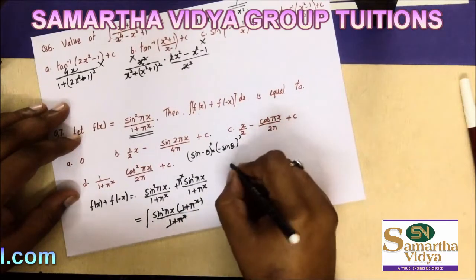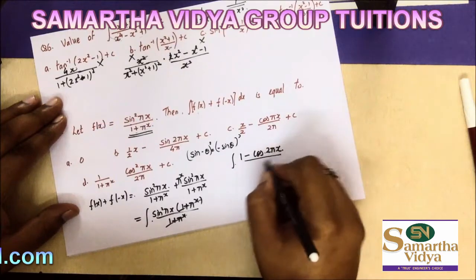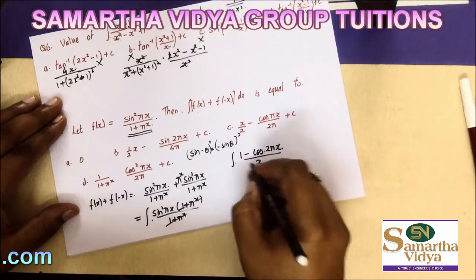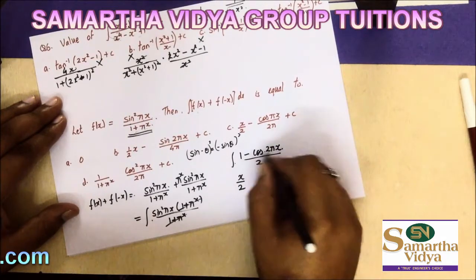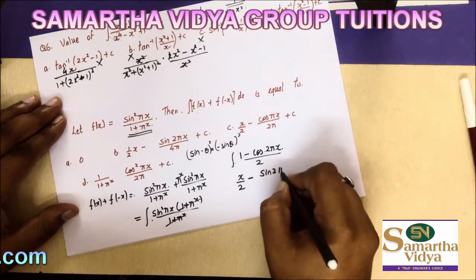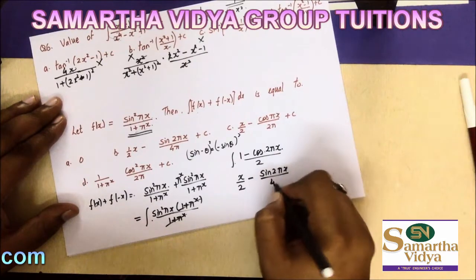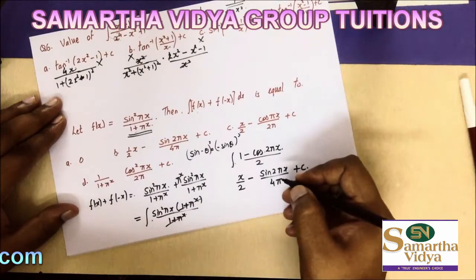So integration of sine square, so that is 1 minus cos 2 pi x by 2, the whole thing divided by 2. So integration of 1 is nothing but x by 2, and integration of cos is nothing but sine, so sine 2 pi x upon 4 pi plus c. So that's why it's option B.